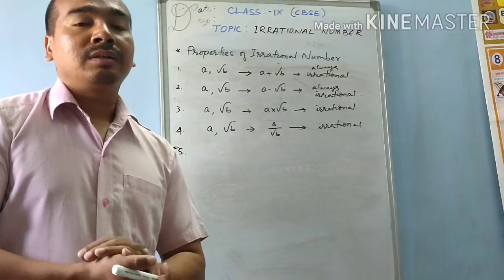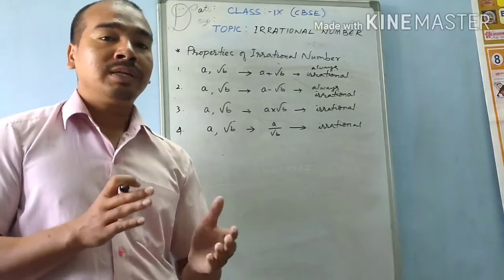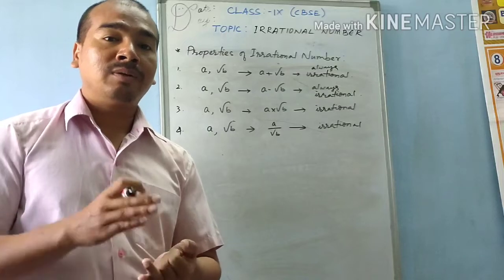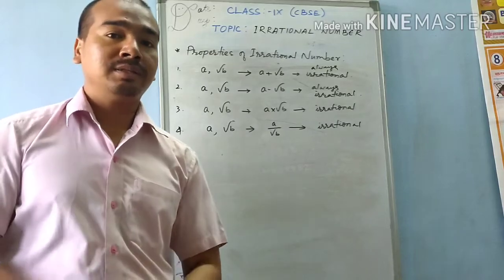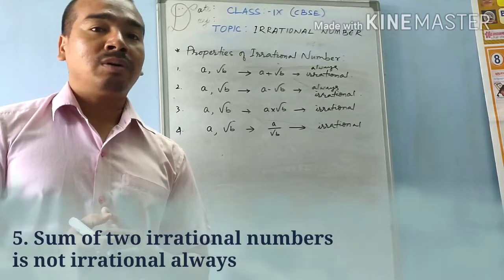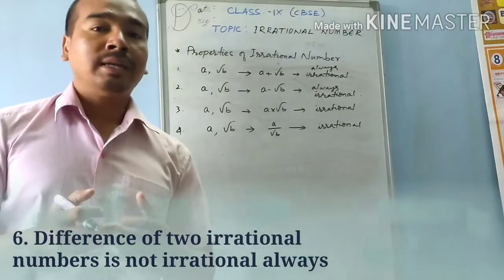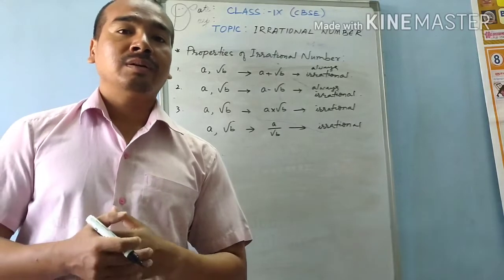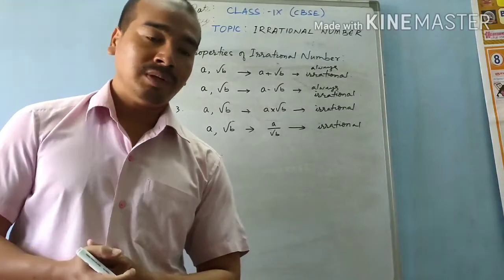Okay. Next, what we are going to learn is: if two irrational numbers are added, subtracted, multiplied or divided, what result will come? Okay, let us see now. The sum of two irrational numbers is not always irrational. Similarly, the difference of any two irrational numbers is not always irrational. Similarly, it will happen in multiplication and division also. Let us see here now.